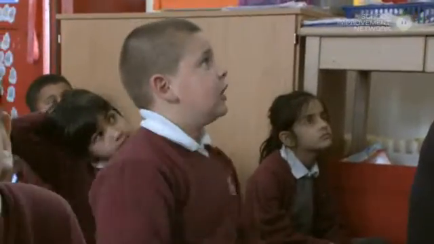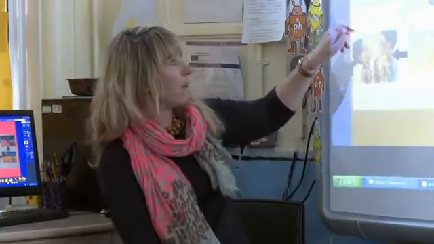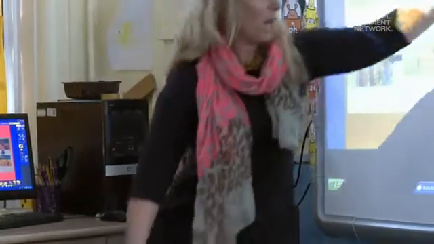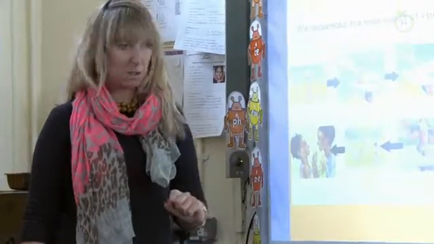Why do we use a flow map? Why did we use it last week to retell a story? Because we were putting them in order. Well done, we're putting the main events of the story into order, weren't we? We're thinking of what happened at the beginning of the story, what happened in the middle, and finally, what happened at the end of the story.